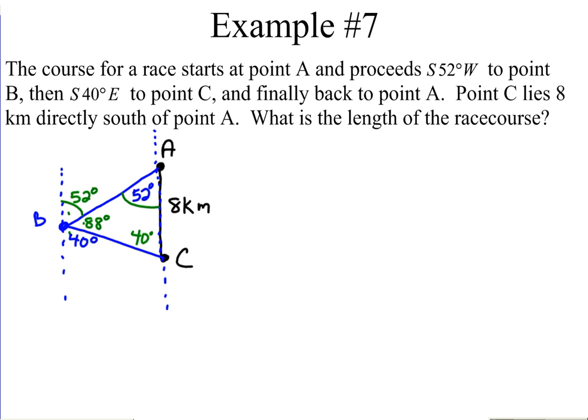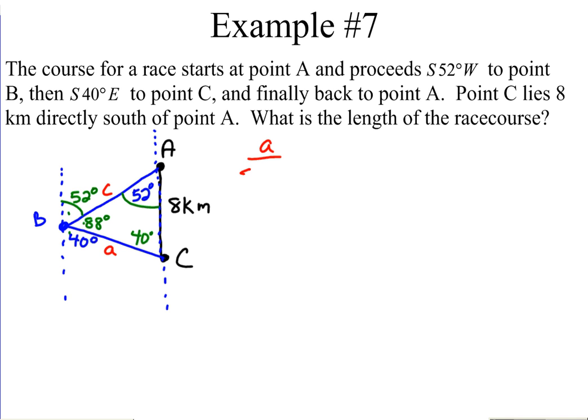So now we need to find the two missing sides. Let's call it side C, since it's opposite angle C. And let's call this side A, since it's opposite angle A. Find those two measures, add A plus C plus 8, and you will have the entire length of the race course. So the first one we're going to find is A.